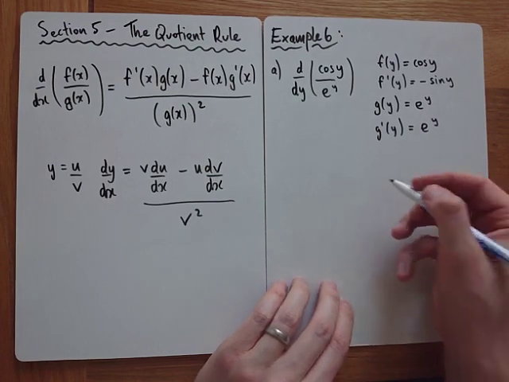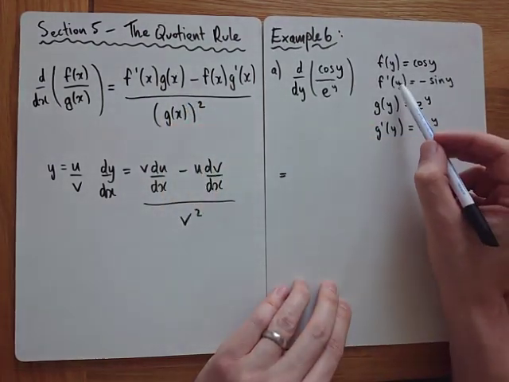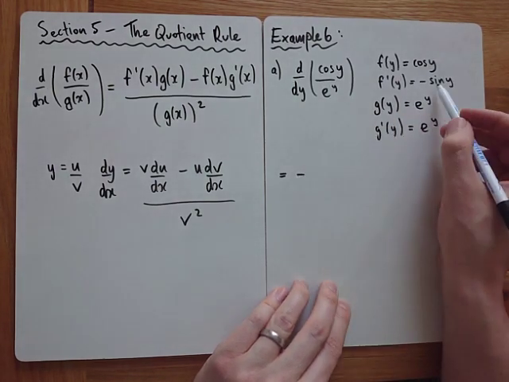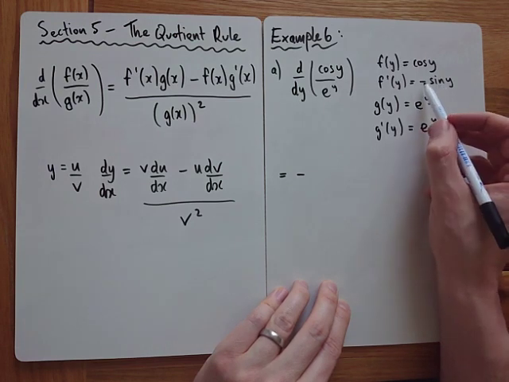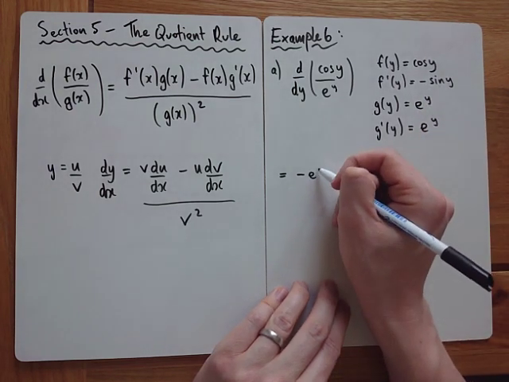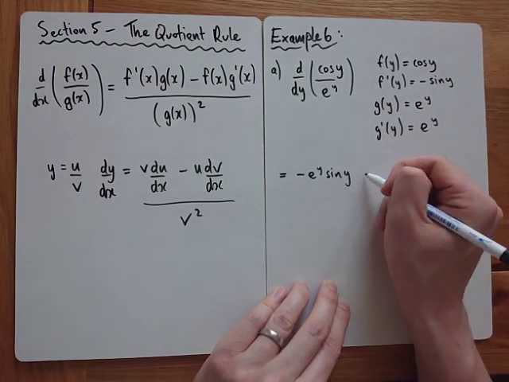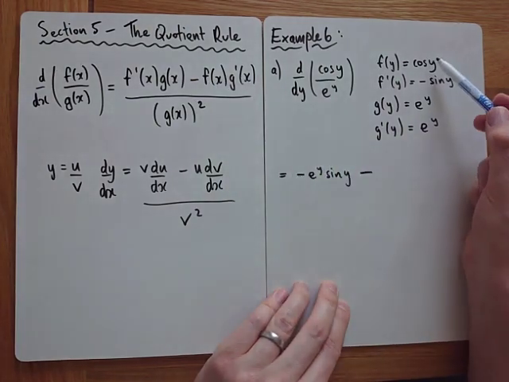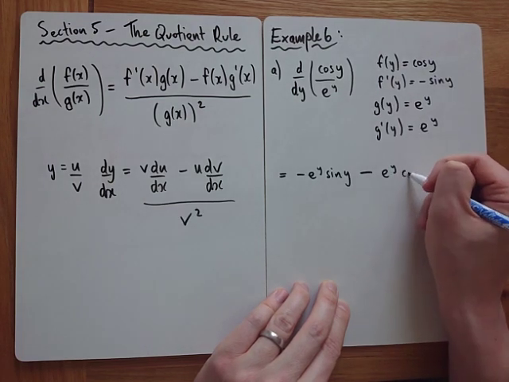So this will look like f dash times g, so it's going to be minus f dash times g. I'm going to write it as minus e to the y sine y, minus f times g dash, which is this times this. I'm going to write it as e to the y cos y.